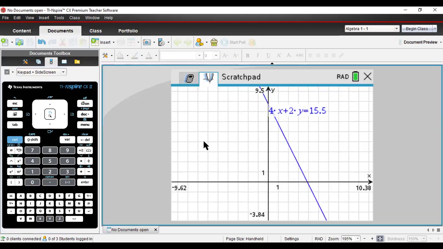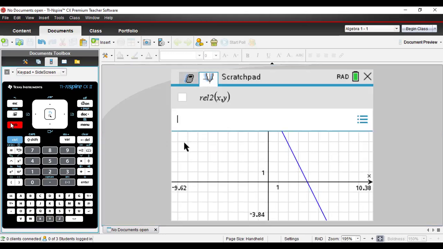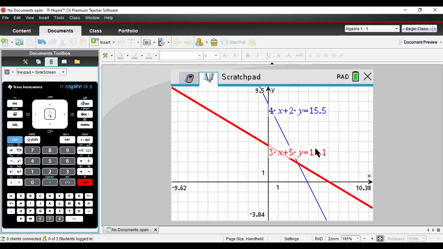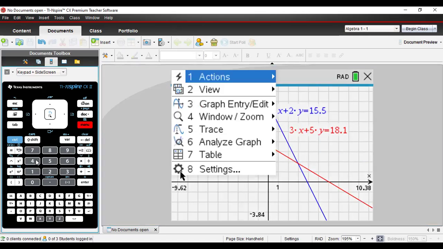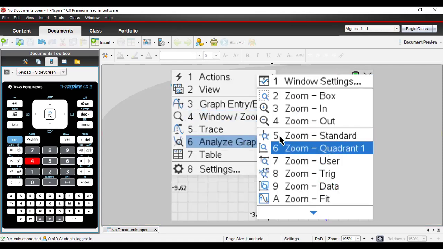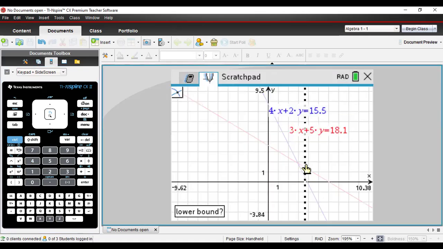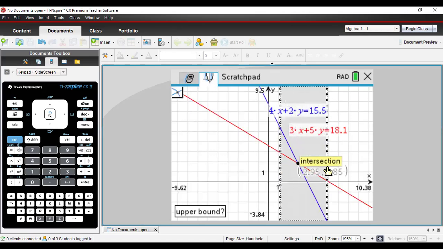There's my equation. I'm going to pull this down a little bit so you can see it better. And then I'm going to do the same thing. Enter the second one. The second one is 3 lattes plus 5 donuts equals $18.10. We do that. And there's our second linear equation. We know there are going to be lines. Now, here is the answer right here. All we have to do now is just do menu 6, 4, and 6, and then 4 and then start to the left, pull it to the right.